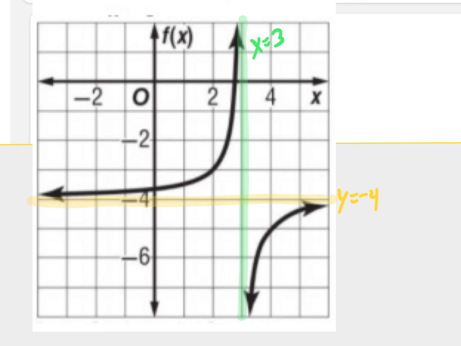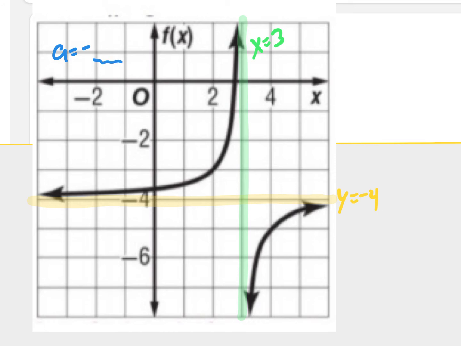Also, remember on your parent graph, if your a value is positive, you're in quadrant 3 and quadrant 1. But these graphs are not on the lower left and upper right. These are flipped, which must mean that the a value is negative. So there are 3 clues that we have. The a value is negative. I don't know exactly what number it is.